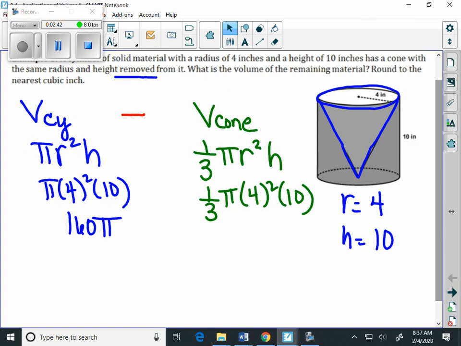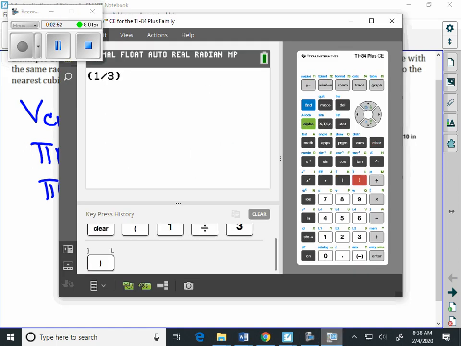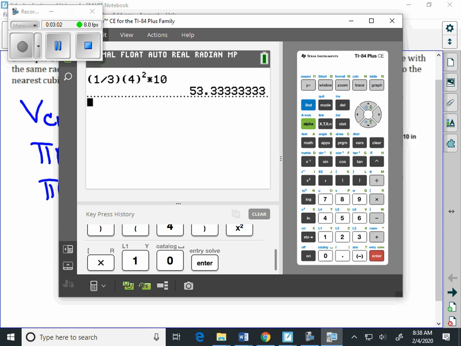I might need to type this one in. One divided by 3 times 4 squared times 10. And we get 53.33. Again, it's going to say round to the nearest cubic inch, so let's just say 53.